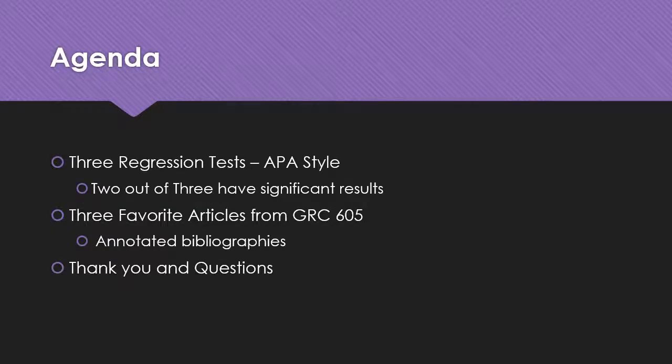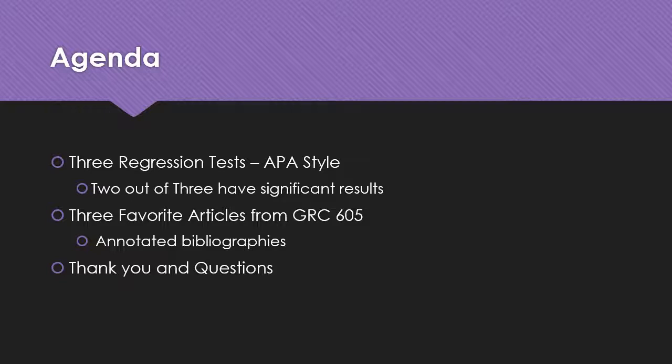The agenda of this presentation has 2 main components. One is we'll look at 3 regression tests and document those using APA style. We know that 2 out of 3 will have significant results, and we'll look at 3 of my favorite articles from GRC 605 and some annotated bibliographies around those, and then I'll close with questions.